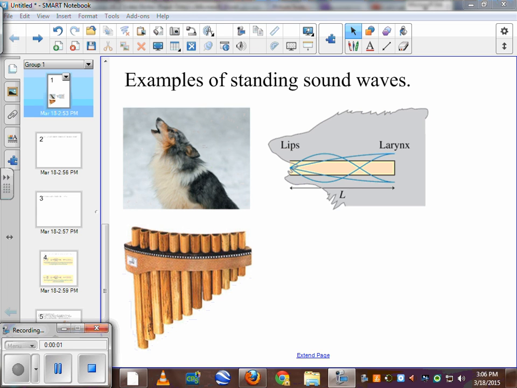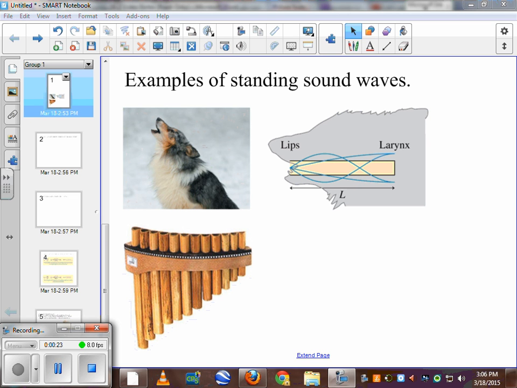All right, here's lesson video 16-2. We're going to look at standing waves, but a particular type: standing sound waves. Sound waves are longitudinal waves. Up to now, we've been studying transverse waves, and now we're going to look at a standing longitudinal wave. So here are some examples of standing sound waves.